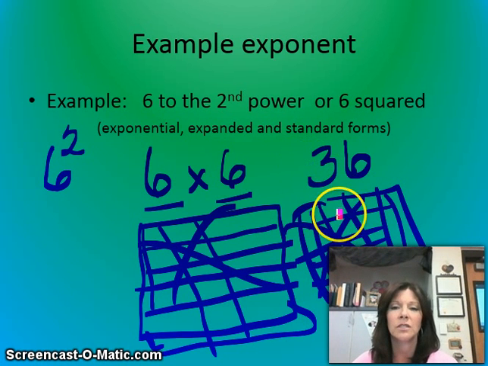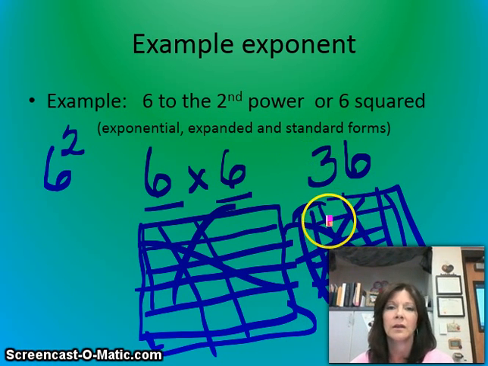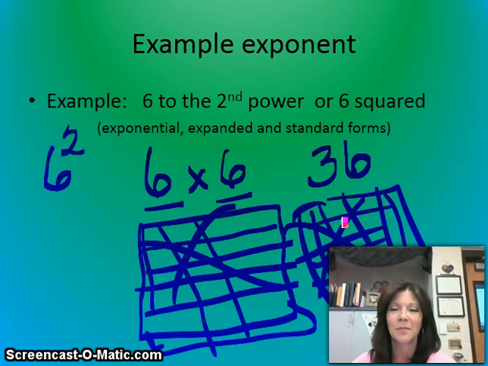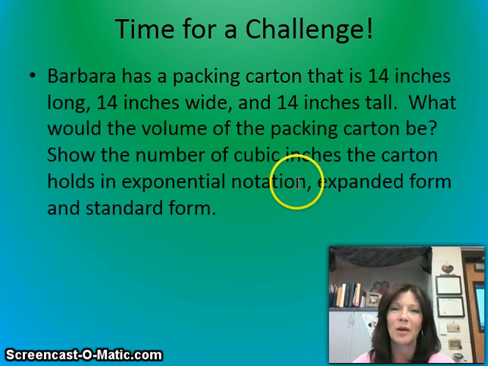So give yourself a pat on the back if you got all of those right, and if you're a much better artist than me. All right, let's look at your challenge problem. Barbara has a packing carton that is 14 inches long, 14 inches wide, and 14 inches tall. What would the volume of the packing carton be? Show the number of cubic inches the carton holds in exponential notation, expanded form, and standard form. Do this in your math journal, and you can check your challenge problem in class tomorrow.